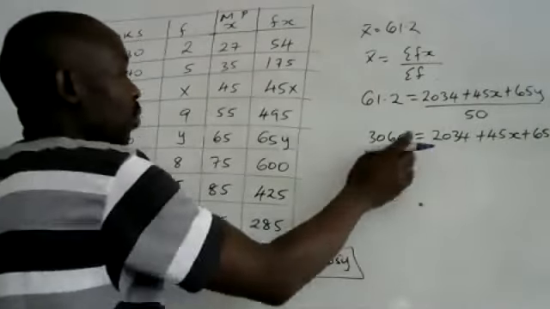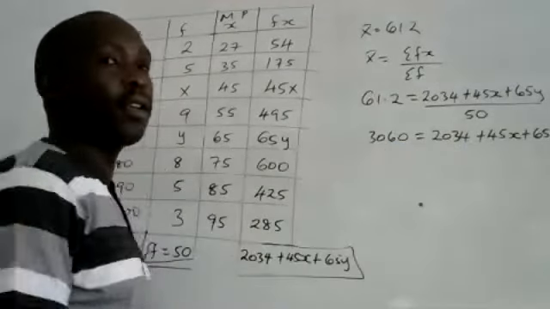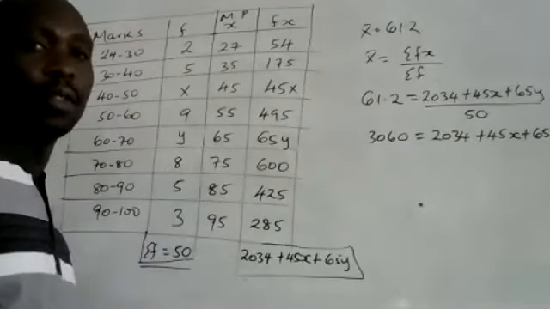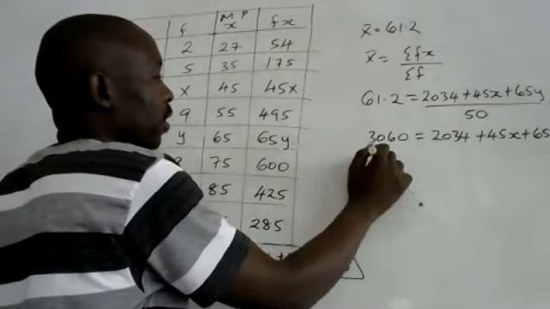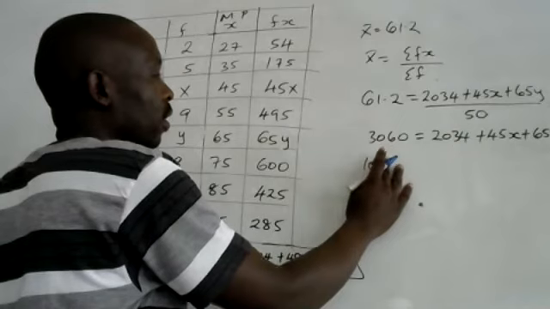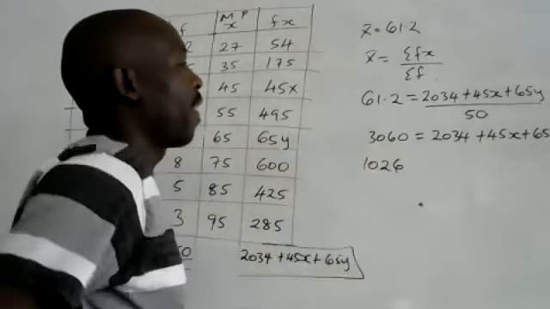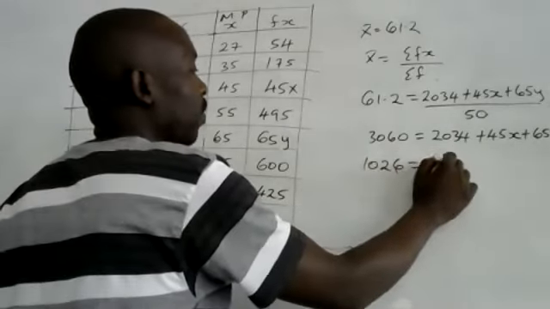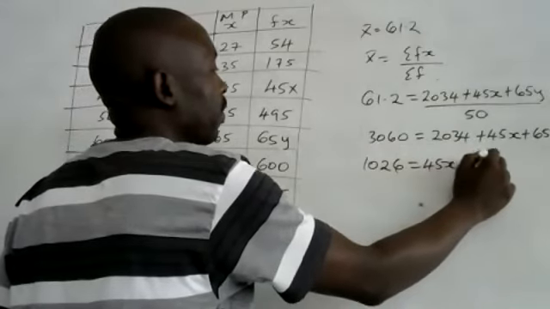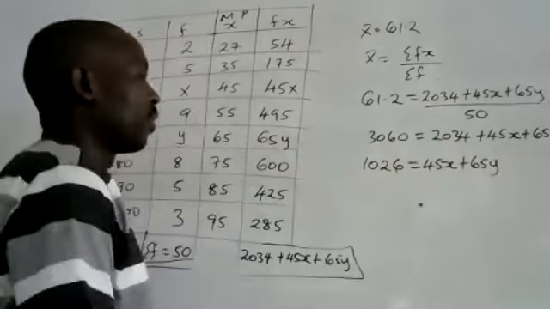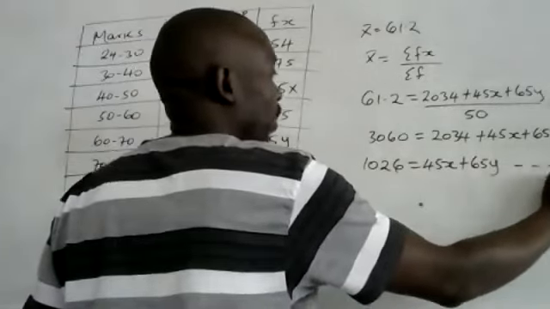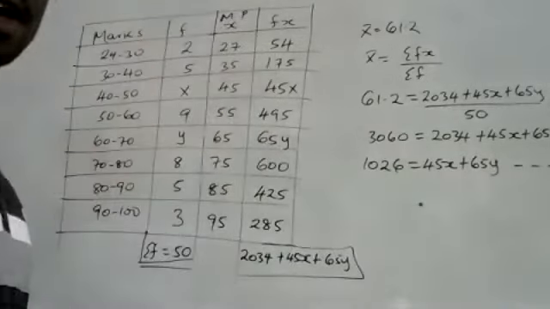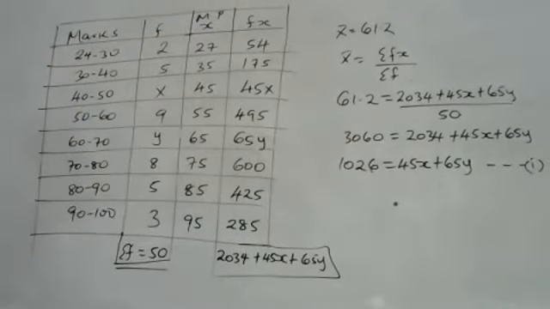Let us bring this one. That is 3060 minus 2034, which is 1026, is equal to 45x plus 65y. That one we can call equation 1. We can refer to that as equation 1.